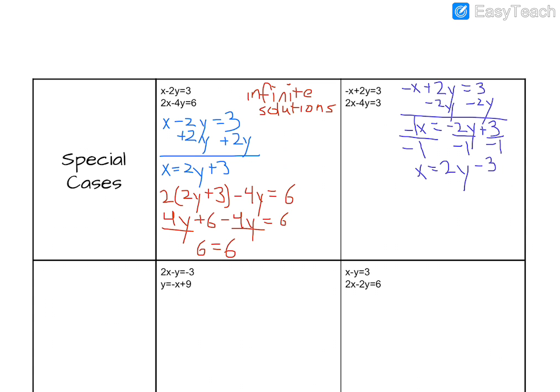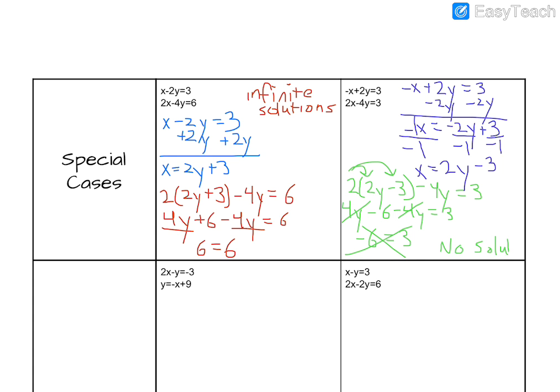So taking that and plugging it into our other equation, we get 2 times (2y minus 3) minus 4y is equal to 3. We distribute. 4y minus 6 minus 4y equals 3. Our 4y's are canceling out. We're left with negative 6 equals 3. That is not true. So when it is not true, that means we have parallel lines and we're going to have no solution. Those lines never cross each other. So if you get true, it's going to be infinite. If you get false, it is none.